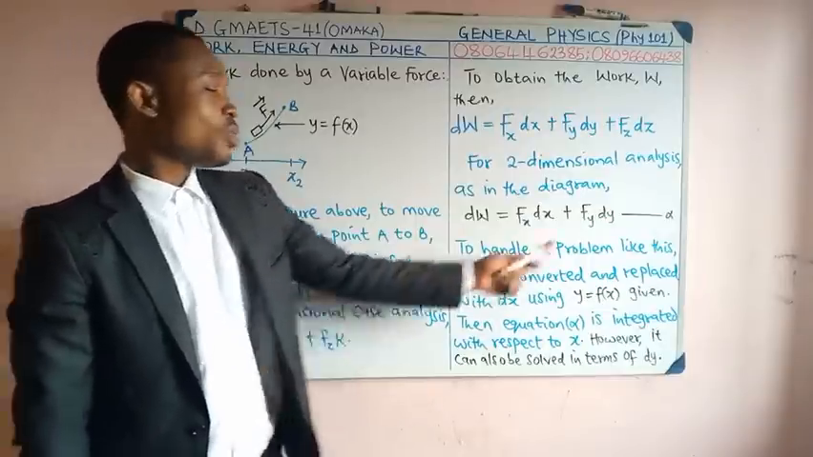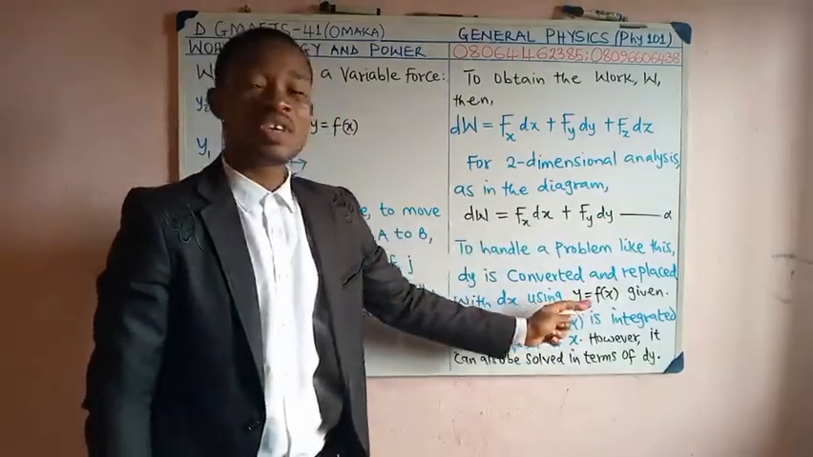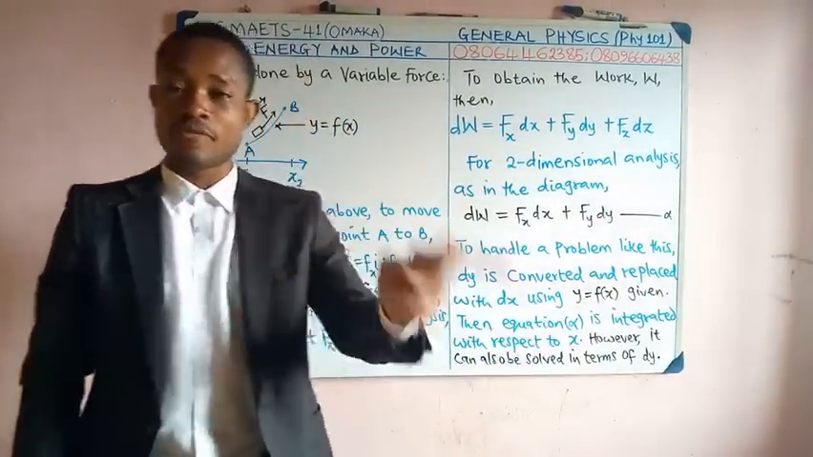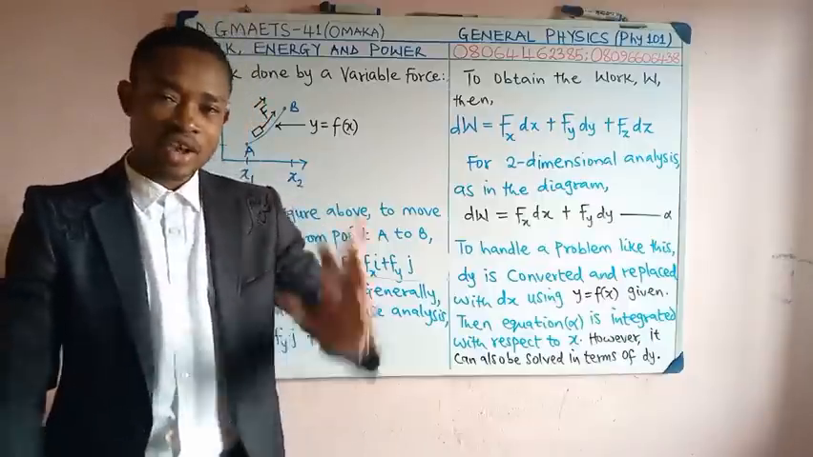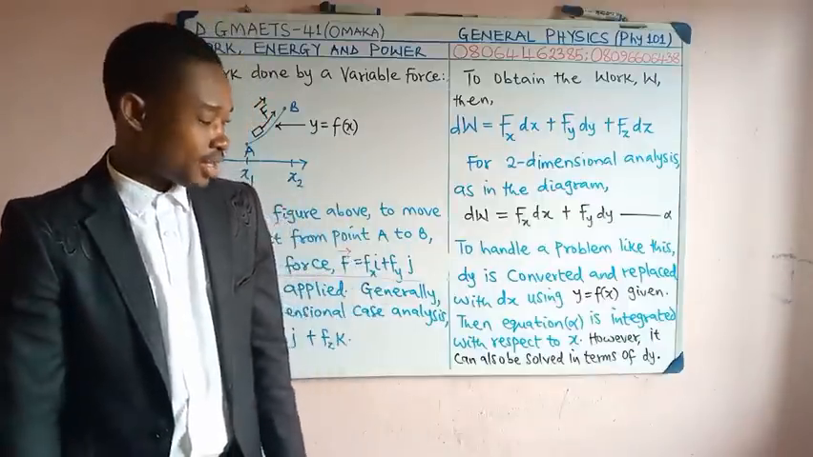To convert dy to dx is simple. You use the given equation y equal to f of x. Do your differentiation. Make the x subject of the formula there. Is that okay? Then solve in terms of that dx.